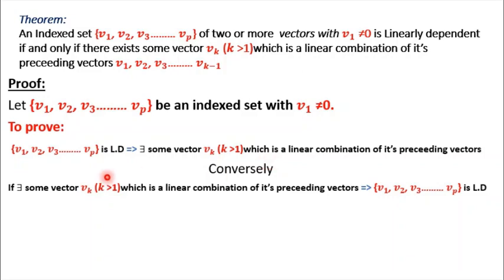Conversely, the second part of the theorem is: if there exists some vector vk where k is greater than 1, which is a linear combination of its preceding vectors, that is, if you get in that set one vector vk which can be written as a linear combination of its preceding vectors, then the set is LD. So you have to consider that there is a vector with this condition and prove this. Let us see how these two parts of the proof will go.